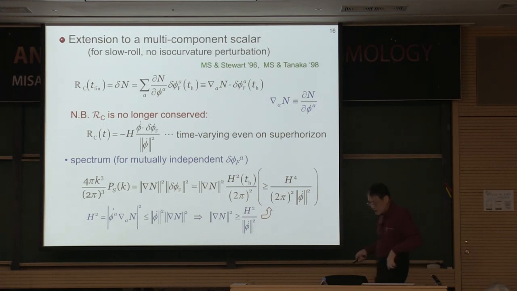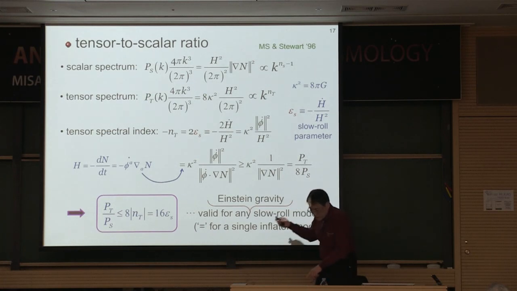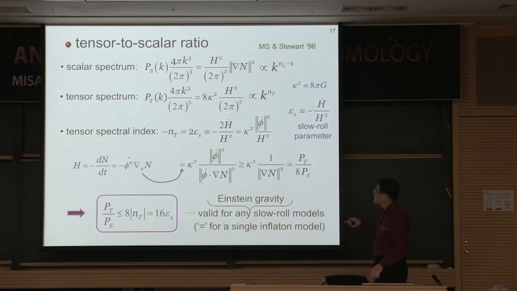This is something which you can forget for now. This is just about comments on the tensor-to-scalar ratio. Usually you have the tensor-to-scalar ratio given by this epsilon variable, but if more scalar fields come into play, then of course the denominator becomes large. So actually this is always an upper bound.